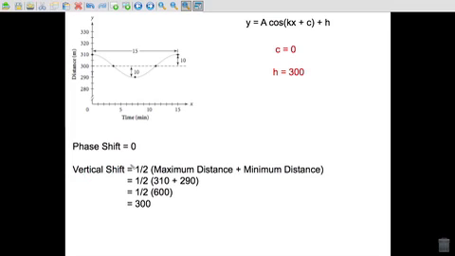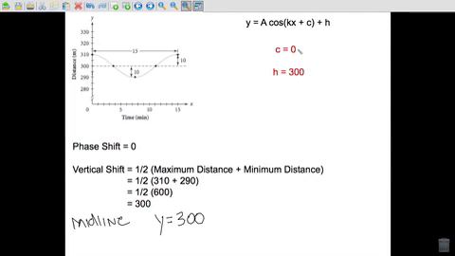And then our vertical shift is similar to finding amplitude, but it's 1/2 the max distance plus the minimum distance. So we take 310 plus 290 to get 600. Half of that is 300. Your vertical shift in this case is 300. If we think about our midline, and they've drawn it up there, our midline is y equal to 300. So your vertical shift is going to be where your midline is as well.